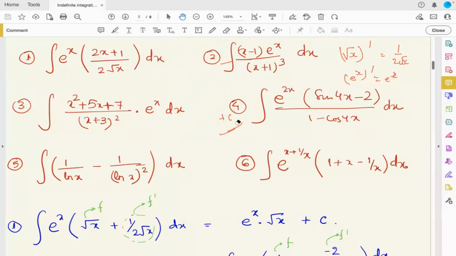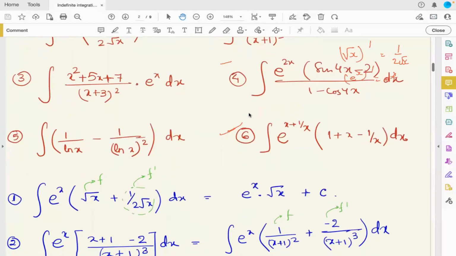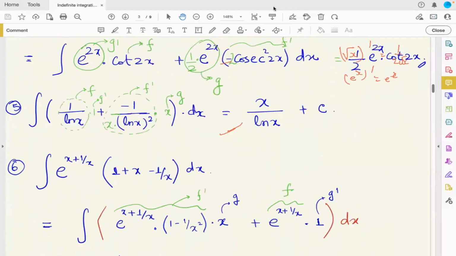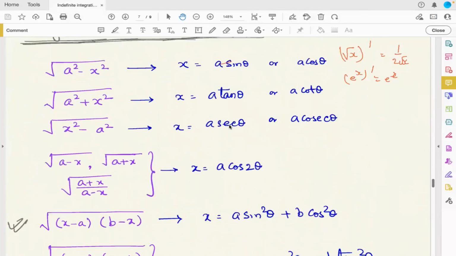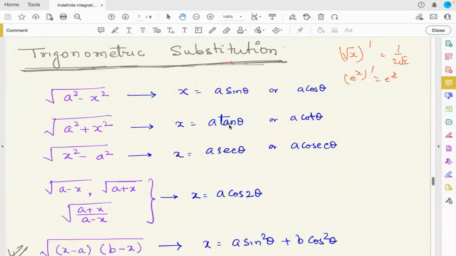So try to practice all these questions. The solution is already given, so try to hide the solution and solve it, because all of it is based on the special integrand that we studied today. Now let me read it. Okay, so now we move to the next part. These are all practice questions, try to solve them. Now we move to some trigonometric substitution.